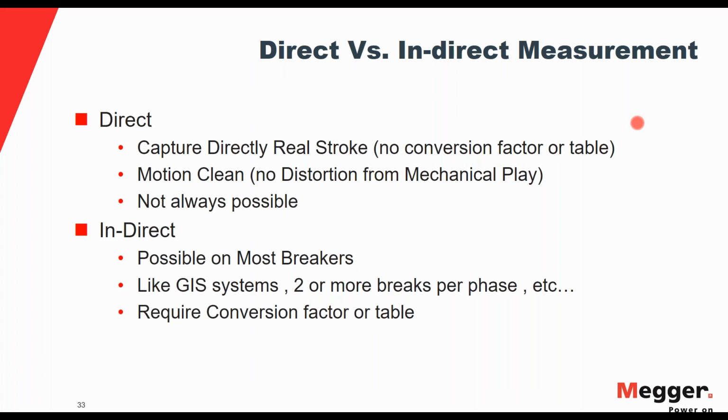The difference is that a direct measurement will capture the real stroke. I don't have to multiply it by any table or any factor or whatever, and it will be the most accurate. The motion will be clean. There is no distortion from any mechanical play because of these gears or because of misalignment or anything like that. So it's the best way to do it, really. But the problem with direct measurement is that it's not always possible.